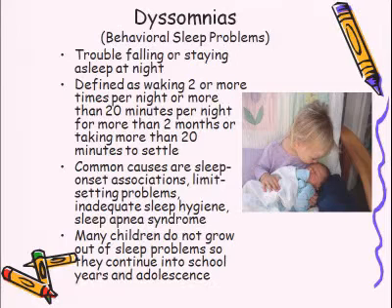Common causes are sleep onset associations and setting problems, and we'll talk about that, but also sleep apnea syndrome, and we want to make sure that we rule that out before we start trying to manage a behavioral sleep problem. Some children grow out of sleep problems and they end up being really good sleepers, but many children do not, and we don't want sleep problems persisting into school age and adolescence.